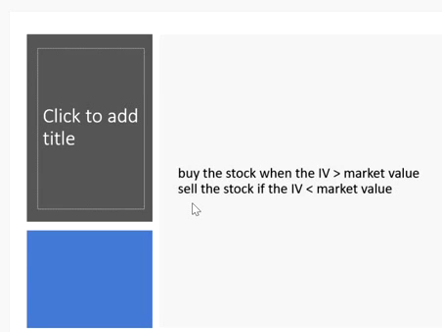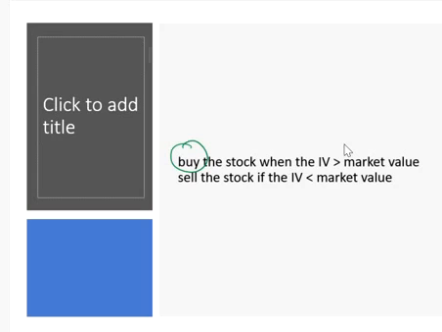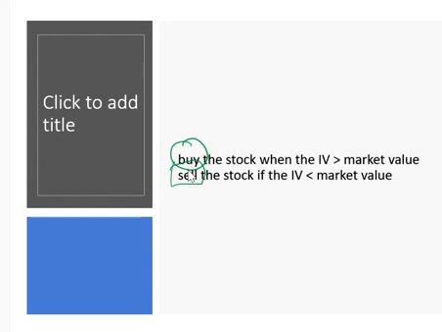So dia ada 3 benda yang investor akan buat. Pertama, dia akan beli bila stock, buy the stock when the intrinsic value lebih daripada market value. Dia akan beli. Dan dia akan jual bila intrinsic value lebih rendah daripada market value. Okay. Dan dia akan hold bila sama intrinsic value ke tu market value.